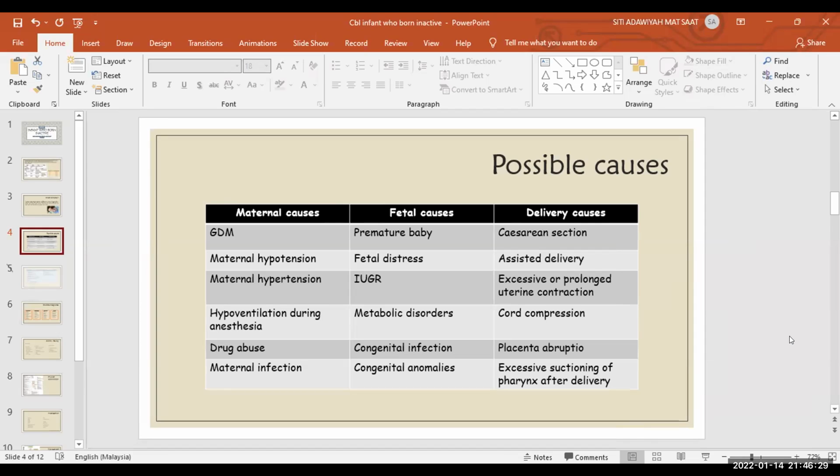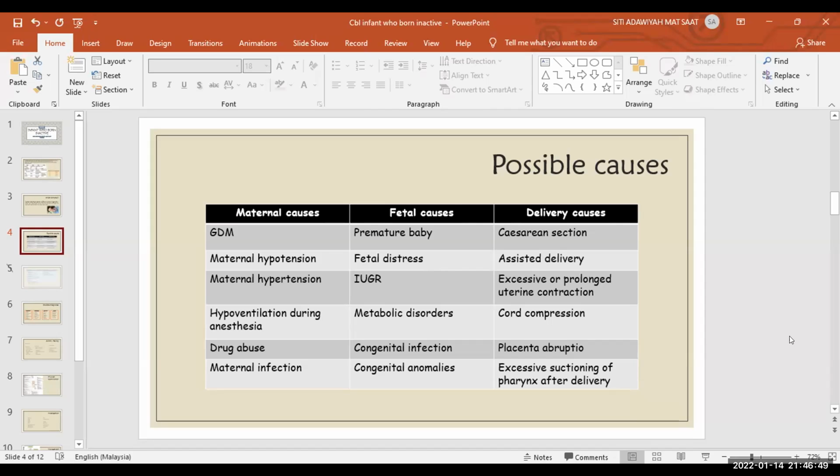during the delivery. For fetal causes, a premature baby can also be inactive during delivery, and other fetal causes are fetal distress, IUGR, metabolic disorder, congenital infection, and congenital anomalies.